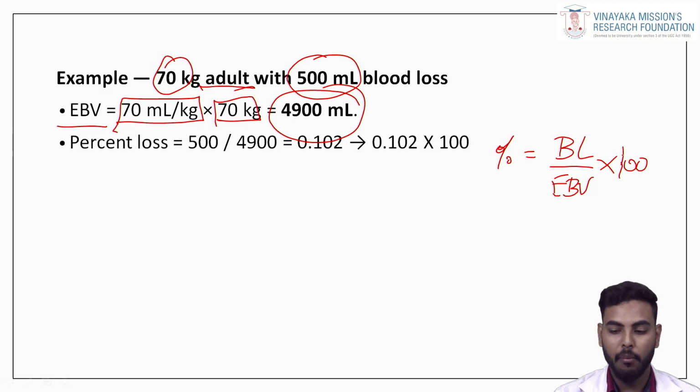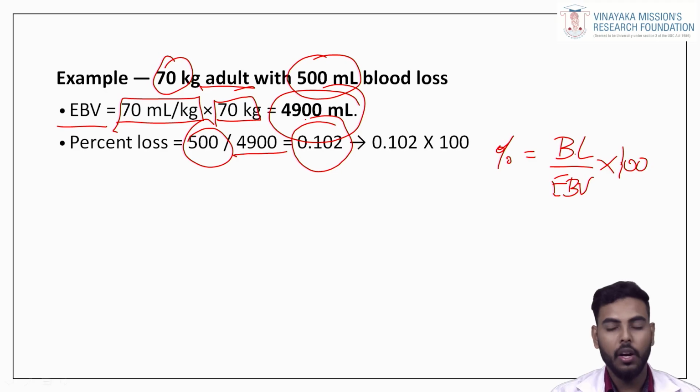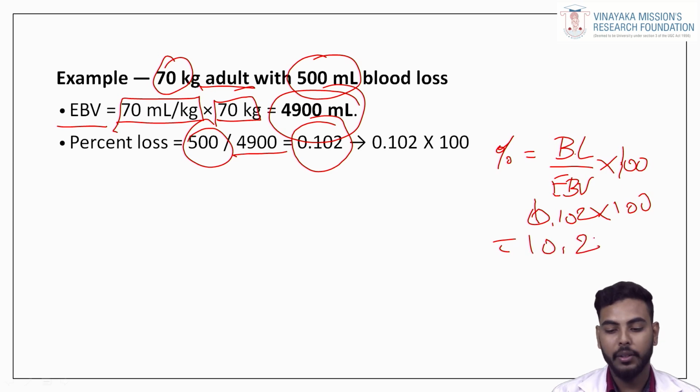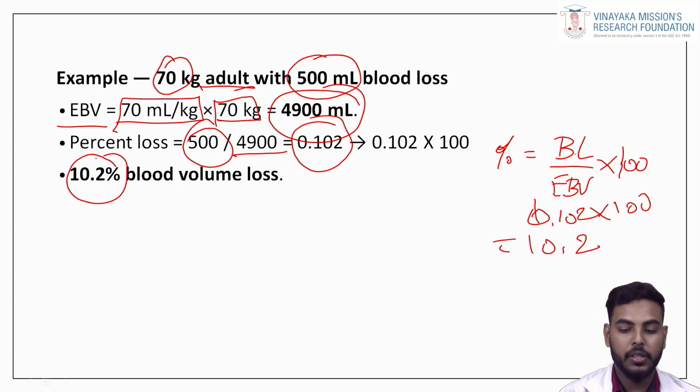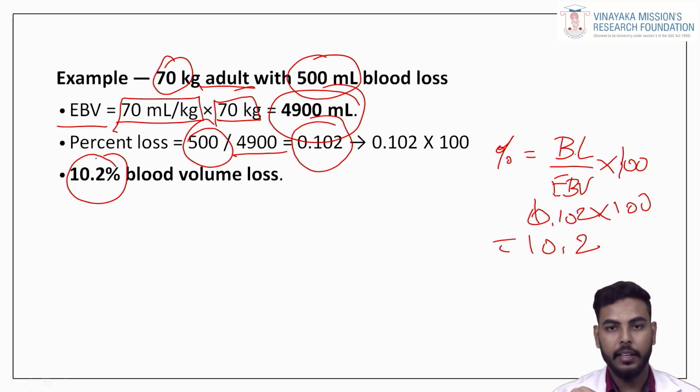So this was the formula for calculating the blood loss replacement. Here, what is the amount of blood loss? 500 divided by, what is the EBV value we got? 4900. When we divide this, we will be getting a value around 0.102. Now 0.102 when we multiply with 100, we will be getting a value of around 10.2. So 10.2% of blood volume is lost. Okay, so this is a way to calculate the blood loss volume. So in this patient 10.2% of blood volume is lost.